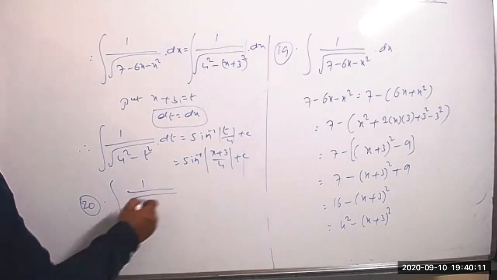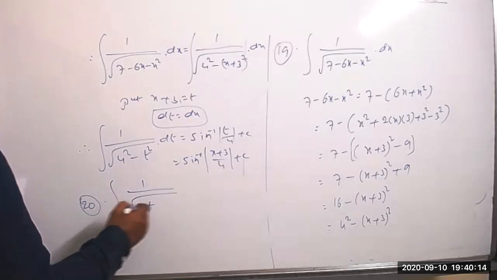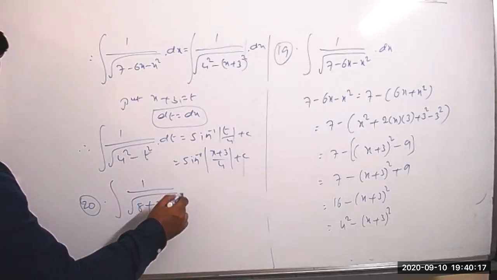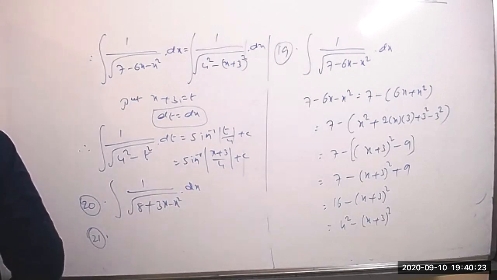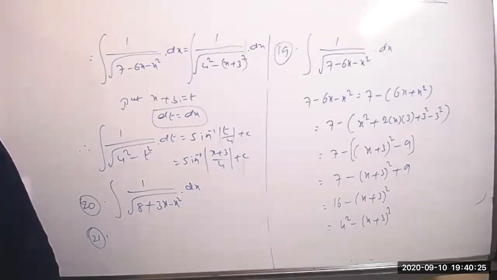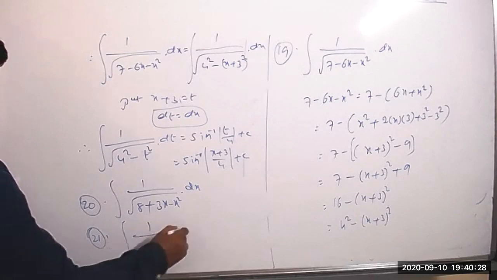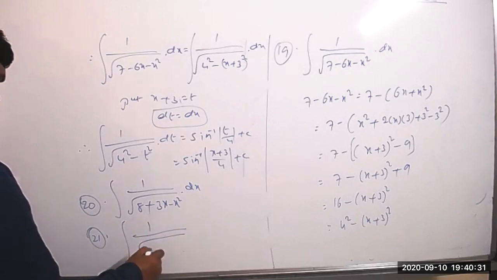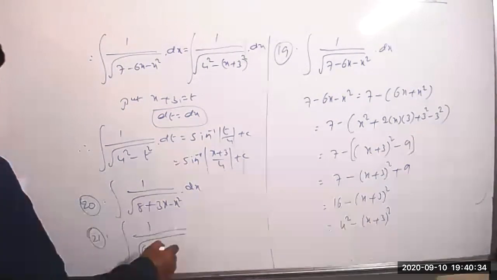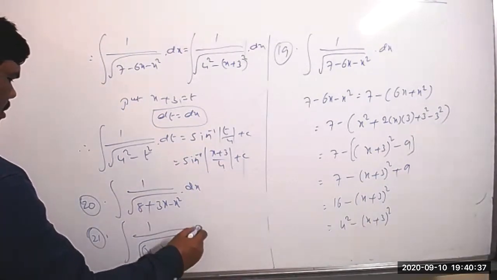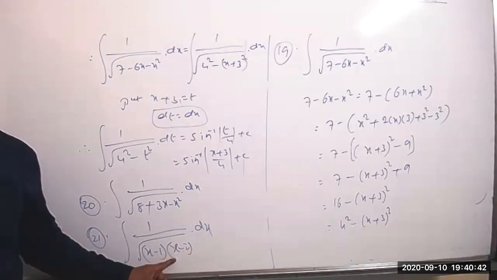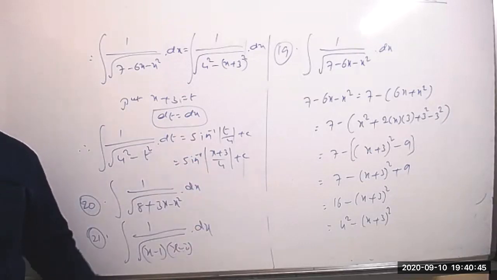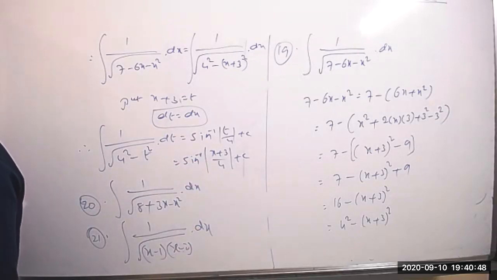Integration of 1 by square root of 8 plus 3x minus x square into dx. Next, 21. Integration of 1 by square root of (x minus 1) into (x minus 2) into dx. How to solve this? First multiply, and you can apply the completing square method and follow the method. Same thing only. No difference at all. Try it because it is the same model.